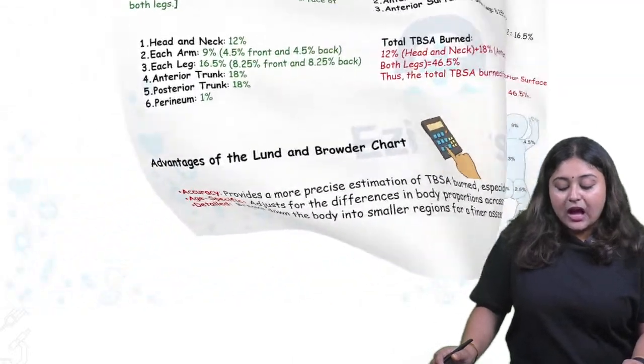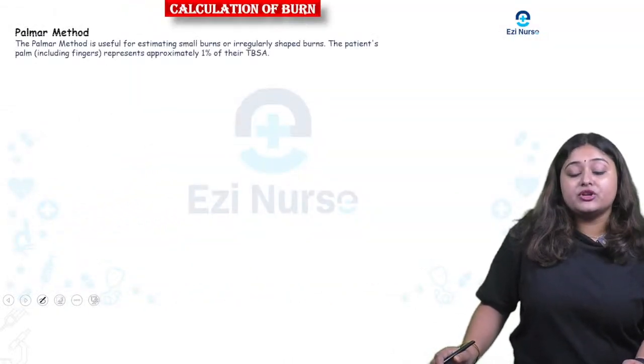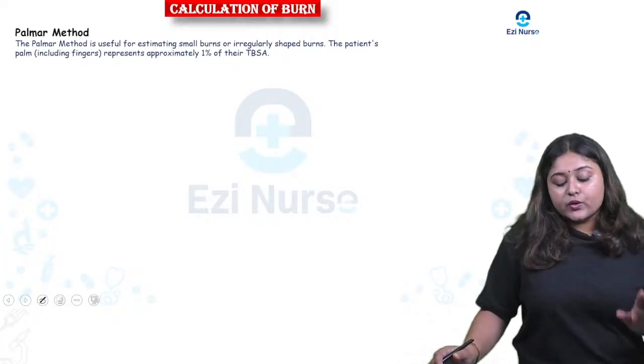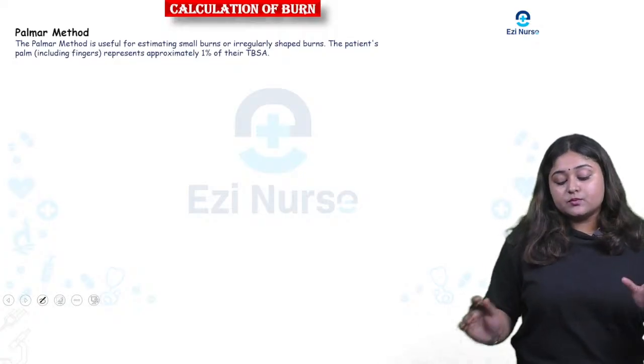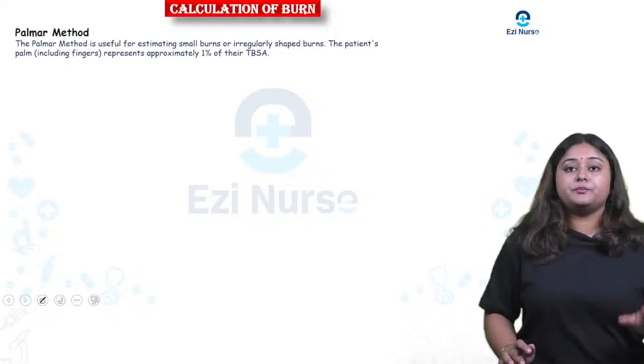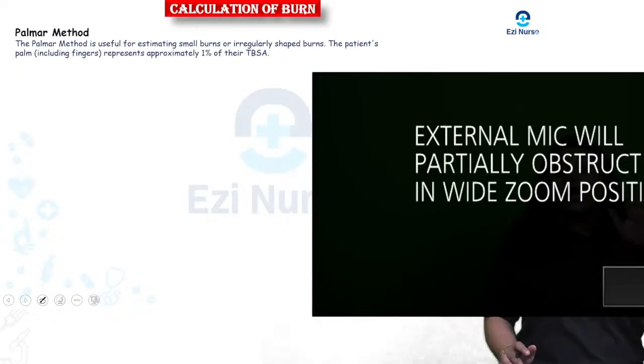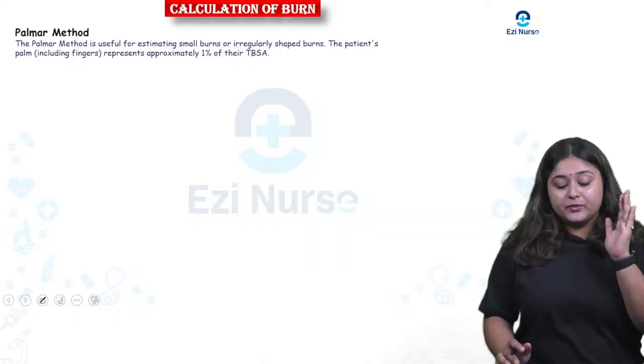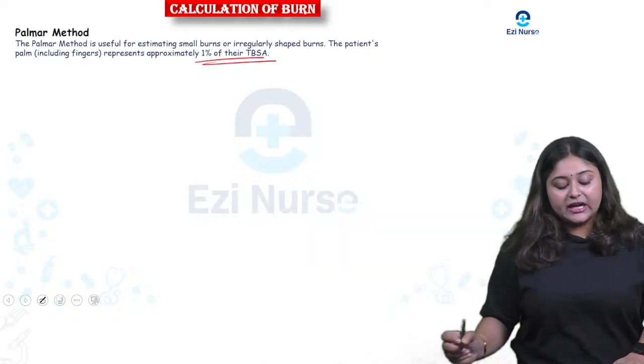Okay. So now come to the next, that is calculations of a burn. So next one more method, that is the Palmer method. It's useful mainly for small burns or irregularly shaped burns. So the patient's one hand, or the one palm, is approximately holding as 1% of their TBSA.